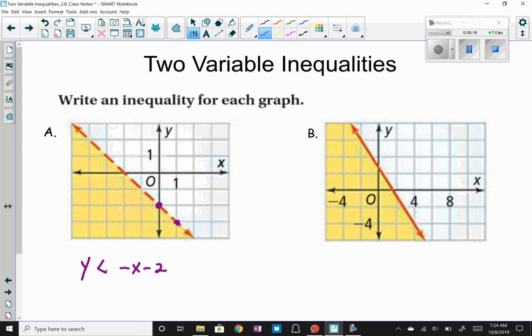Part B, we'll do the same thing. We'll take a look at where the y-intercept is. So notice they're going by 2's here. So looks like the y-intercept is 3. And then we have a point at 4 and -4.